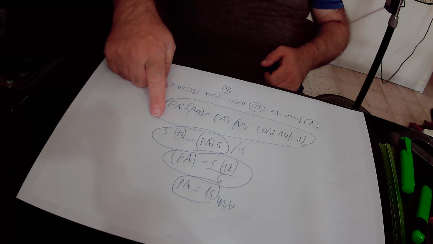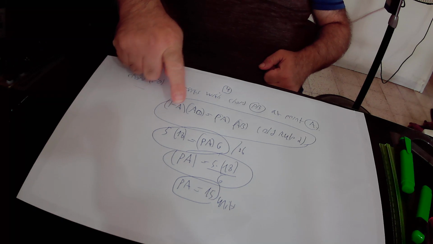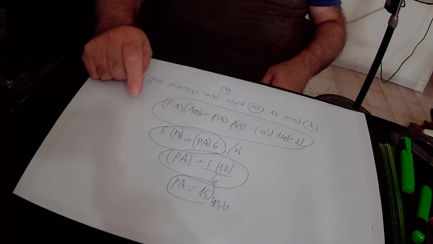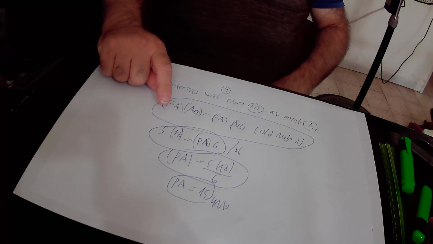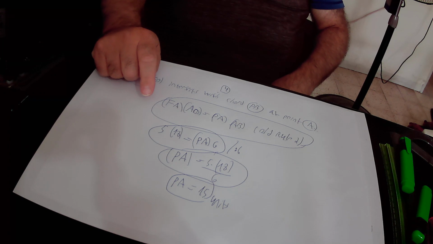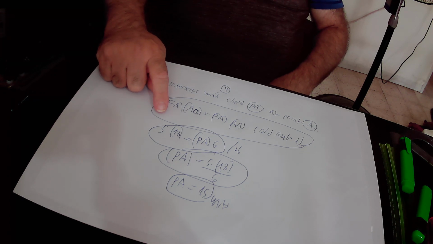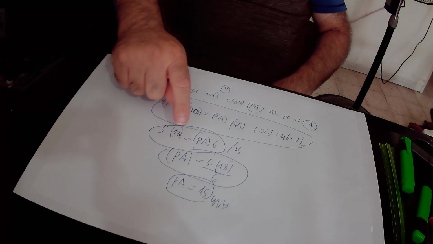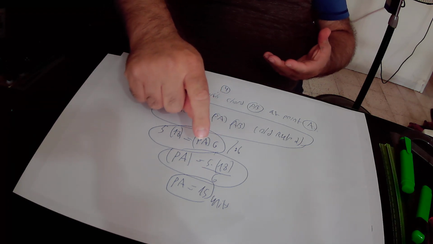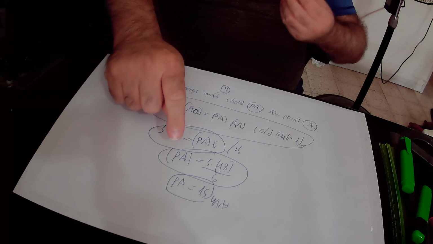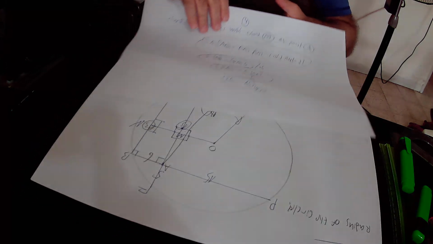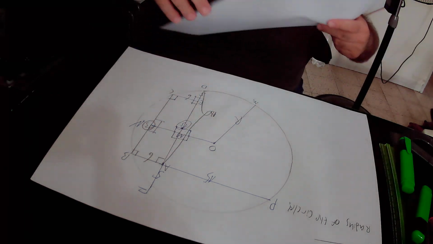FA equals 5 units, AD equals 18 units, PA is the missing segment, so we leave it as it is, and AB equals 6 units. So we found that 5 times 18 equals PA times 6. Dividing this equation by 6, we find PA equals 5 times 18 over 6. 18 over 6 is 3, and 3 times 5 is 15. In conclusion, the missing segment PA equals 15 units.